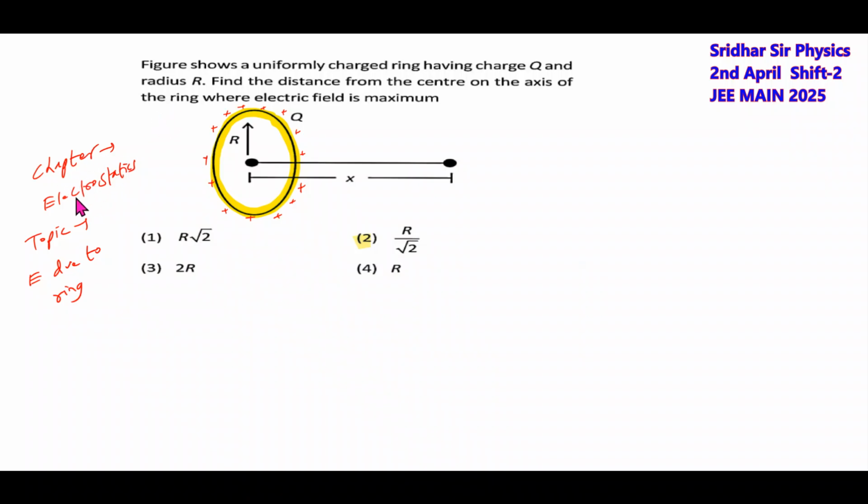This question belongs to the chapter electrostatics. The topic is electric field due to a ring, E bar due to the ring. There's a uniformly charged ring of radius r and charge q. At what distance on the axis will the field be maximum? I think everyone knows this, I need not explain. The graph will be like this.